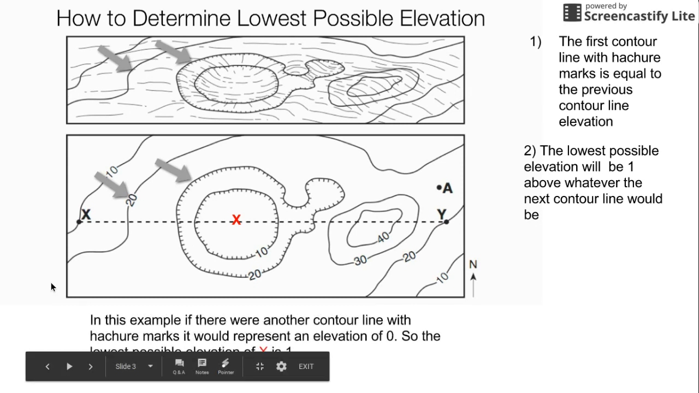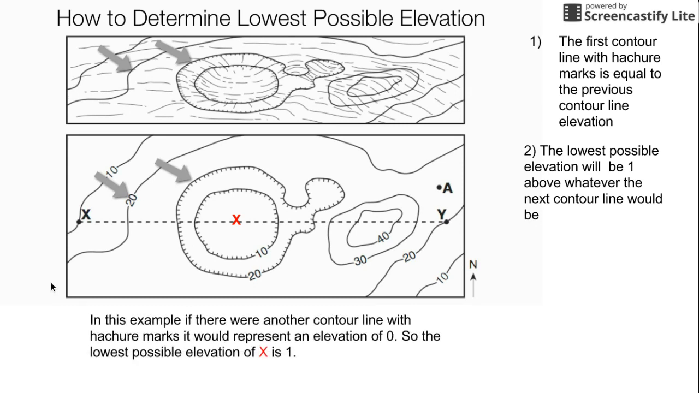So what's 1 above 0? Well, in this example, if there were another contour line with hachure marks, it would represent 0. So the lowest possible elevation of X is 1.